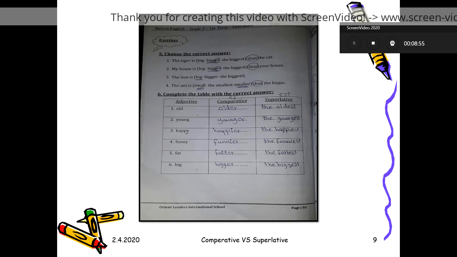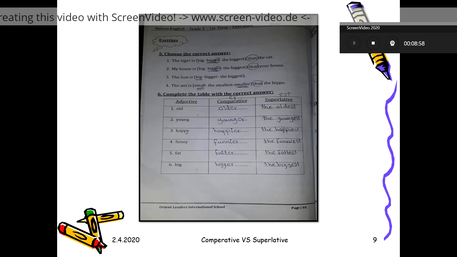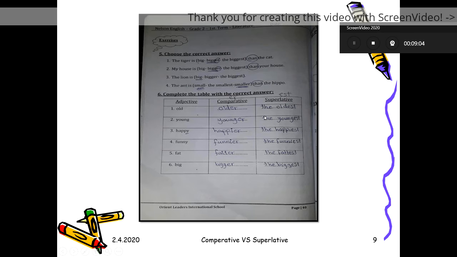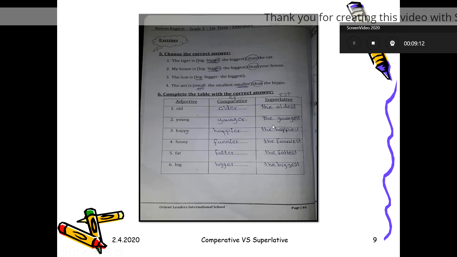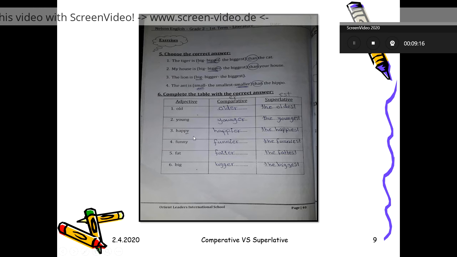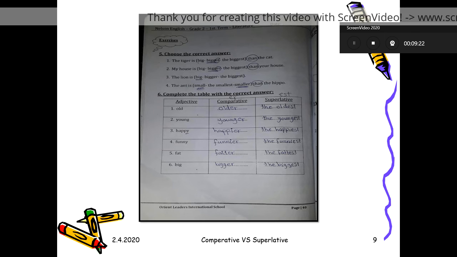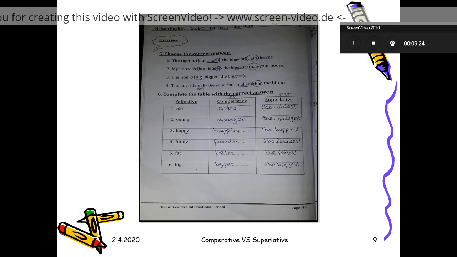Complete the table with the correct answer, the adjective, and then comparative form. So we need to add what? ER. Superlative form, we need to add the, then the EST. Old, older. Then the oldest. Young, younger. The youngest. No change. Happy, oh, we have Y. Change it into I. Happier. The superlative form, the happiest. Funny, Y. Funnier, change it into I.